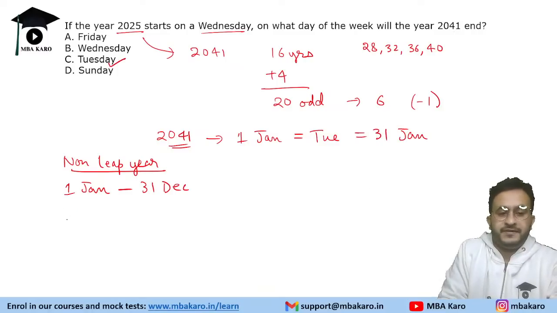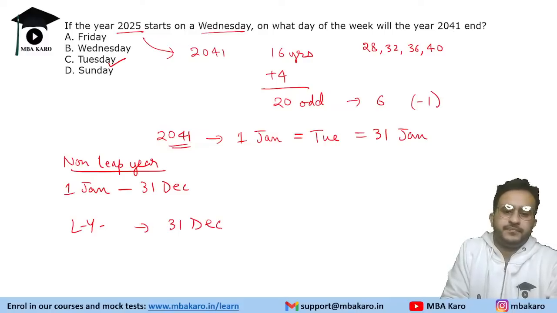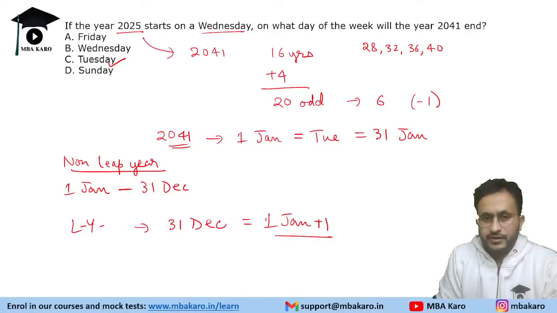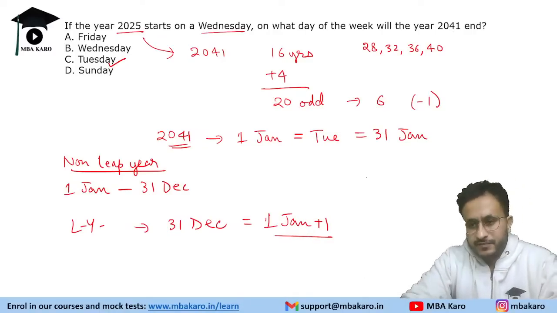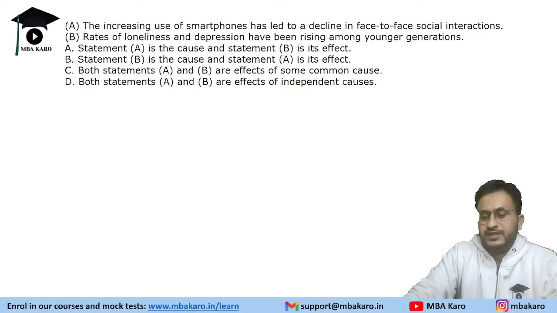And if it is a leap year, in that case 31 December is equal to 1 Jan plus one more day. So keep this thing in mind. So the answer is Tuesday. All right, let's see the next question. Easy one.